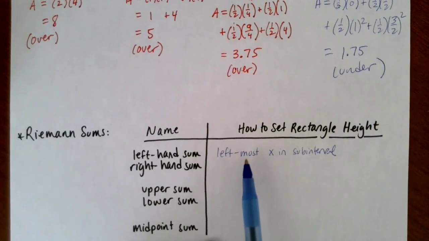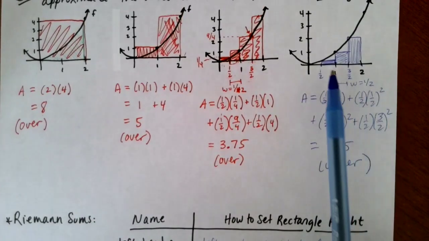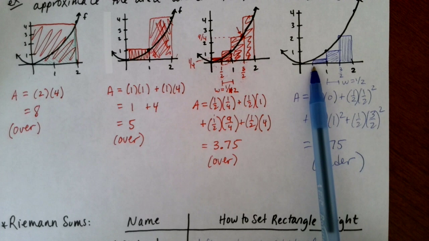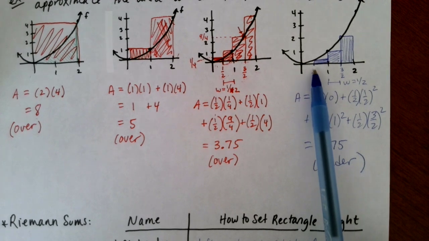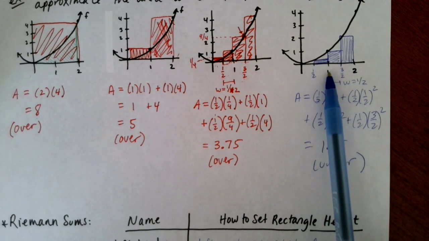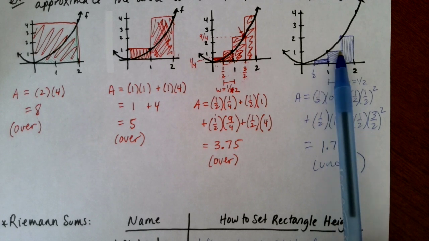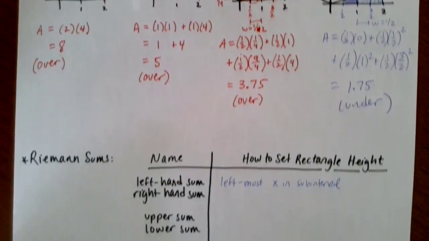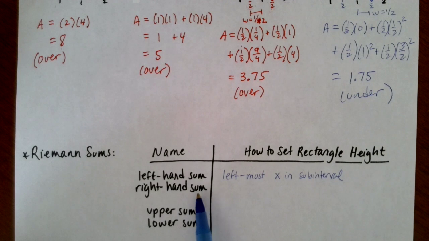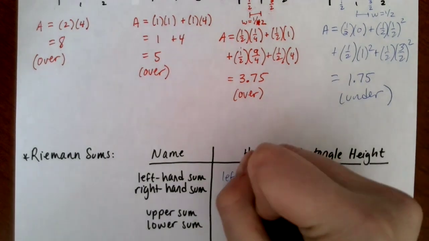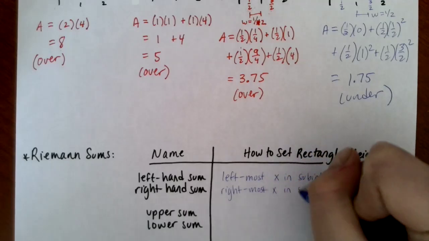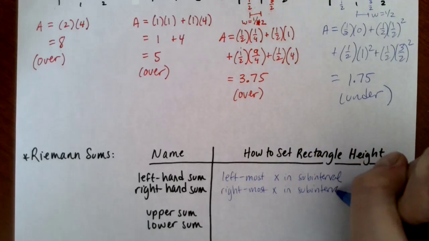That's what we were doing in this blue example right here. For each little subinterval, like 1/2 to 1, I said, all right, 1/2 is the leftmost option, and f of that is my height. For 1 to 1.5, the leftmost option is 1, and f of that is my height. So this was a left-hand Riemann sum. The ones in red were right-hand Riemann sums, which is when you're using the rightmost x value in each subinterval to set the height.